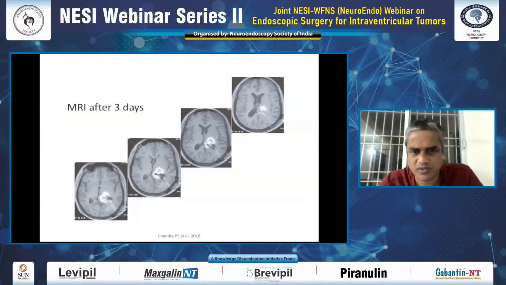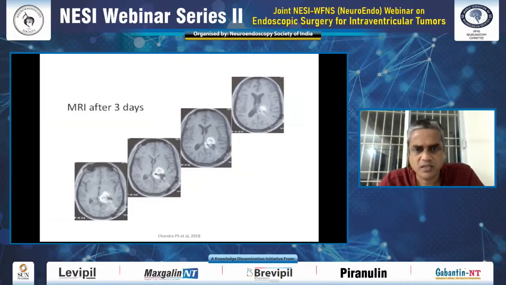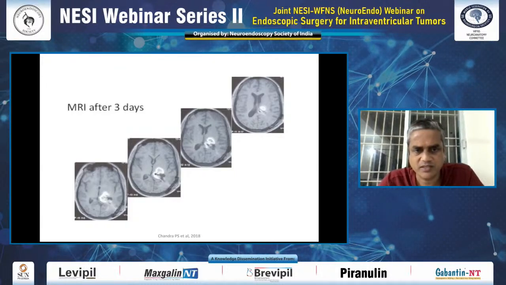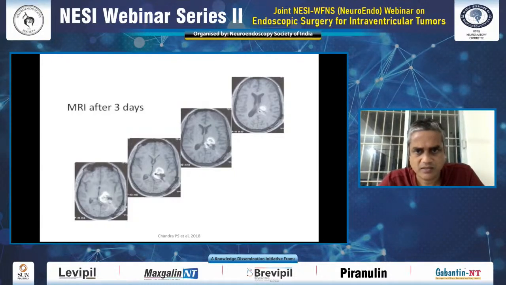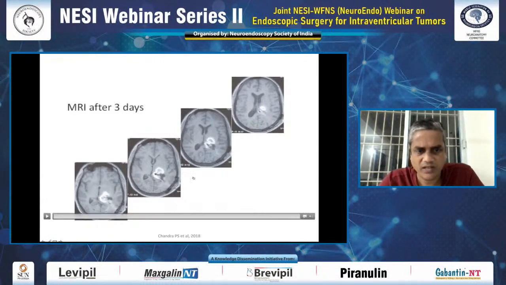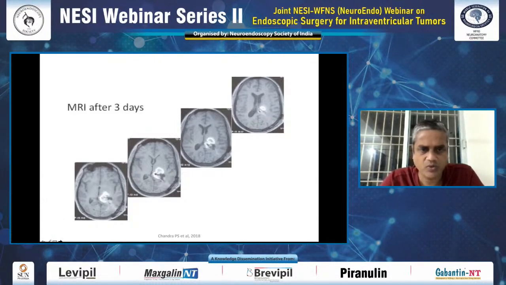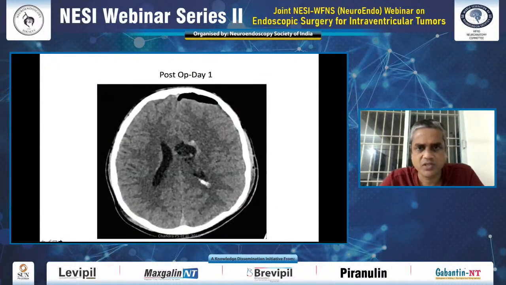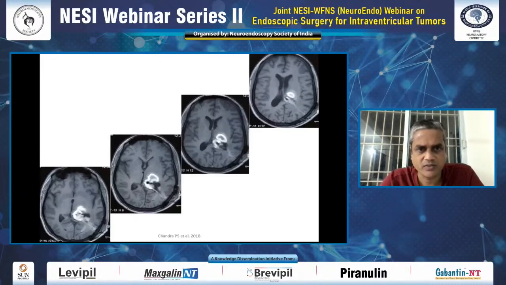That's an MRI showing some amount of residual blood. We did it 3 days later, just to ensure that there was no edema. So you can see it's very minimally invasive, no surrounding edema, no damage to any surrounding areas.